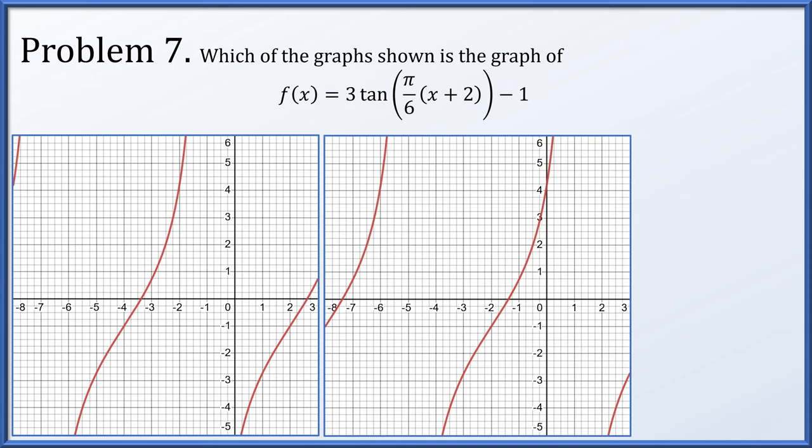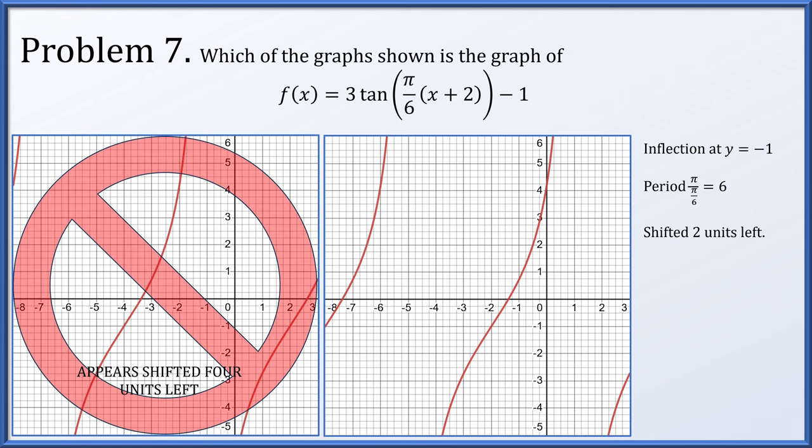In problem 7, let's identify which of these two graphs could be of the function f of x equals 3 times the tangent of pi over 6 times the quantity x plus 2 minus 1. Now the inflection will happen at y equals minus 1 because that's the constant hanging off at the end. The period will be pi divided by the constant pi over 6, which is 6, and that matches both of these functions. However, we want to be shifted 2 units to the left, and this graph is shifted 4 units to the left. We have an inflection at about x equals minus 4.